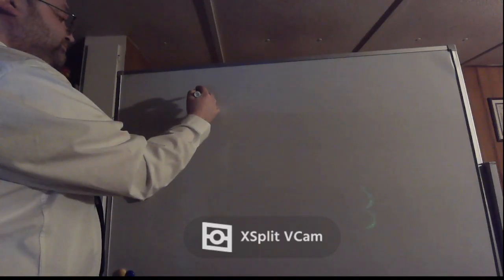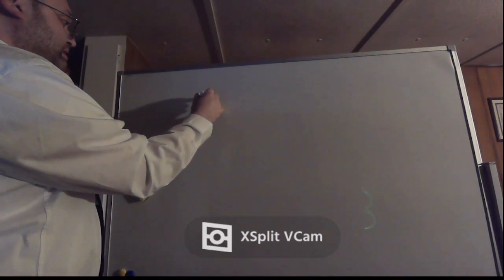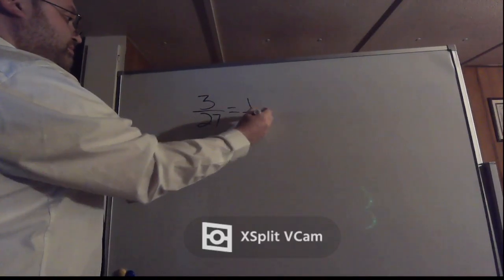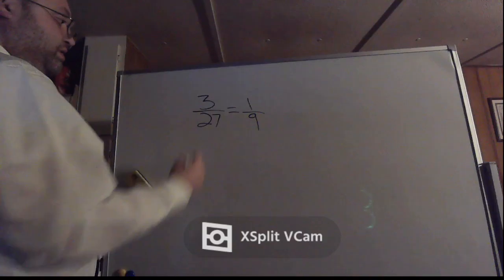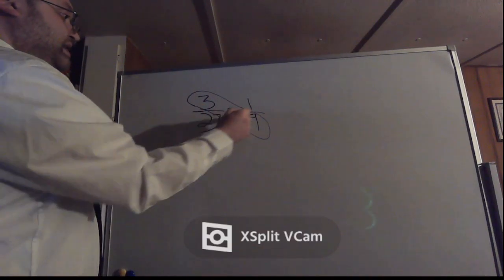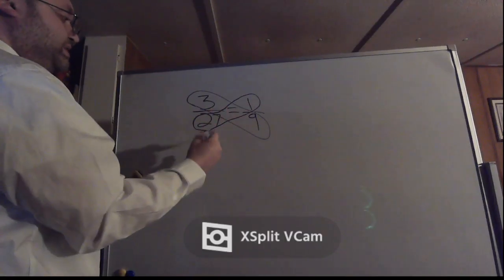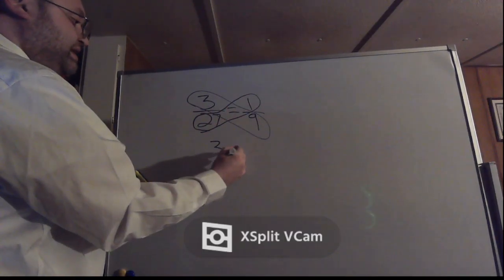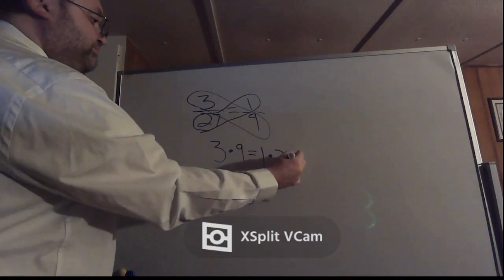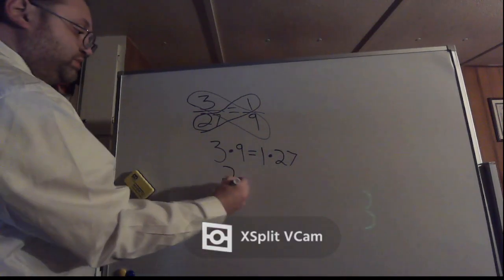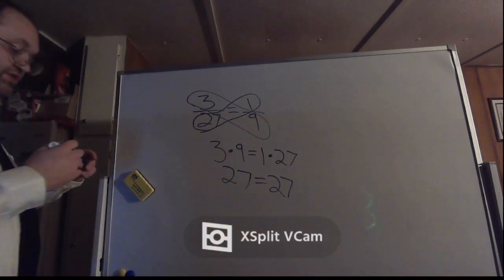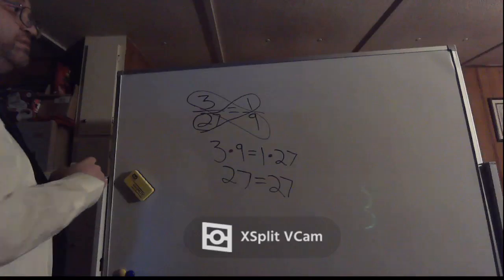How about, let's see, 3/27, does that equal 1/9? Well, again, cross multiply. You'll have 3 times 9 equal to 1 times 27. Well, 3 times 9 equals 27, and so does 1 times 27. You got a true statement, so yes, 3/27 does in fact equal 1/9.